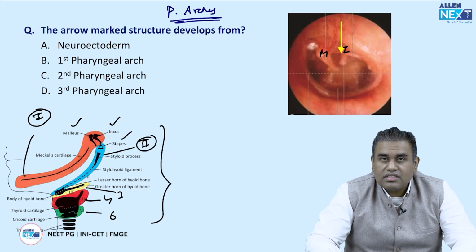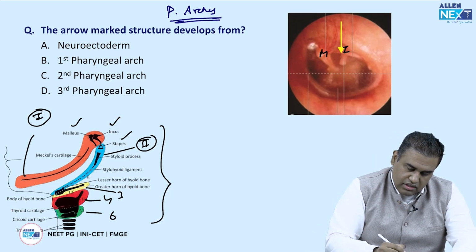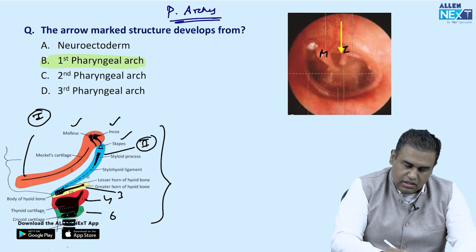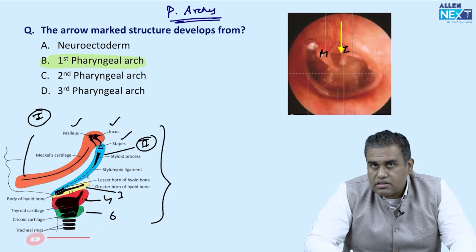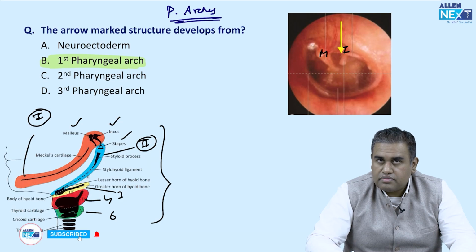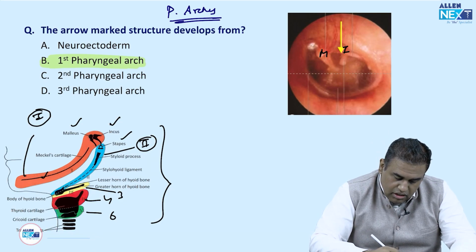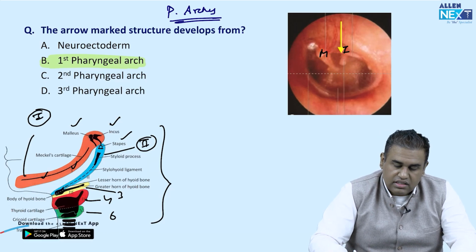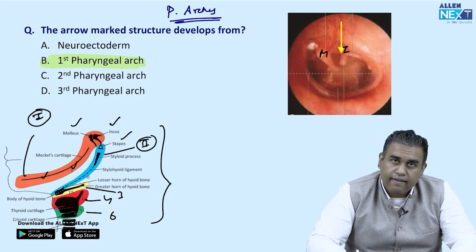So now we are pointing out towards the incus. It is the first arch, and therefore there has to be an option. First pharyngeal arch is the option, right? So 2 out of 3 ear ossicles, they come from the first pharyngeal arch, which also gives rise to the whole mandible over here, known as Meckel's cartilage. Okay, so again, basic embryology, head neck embryology.